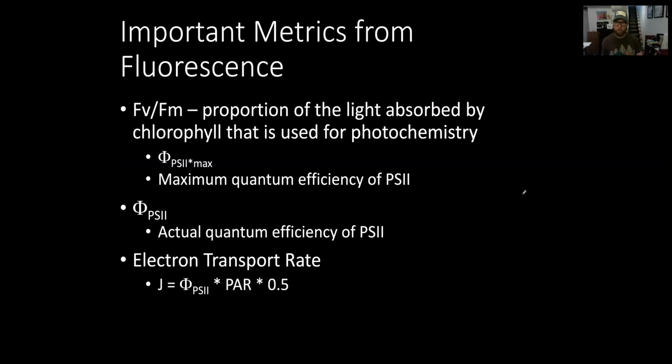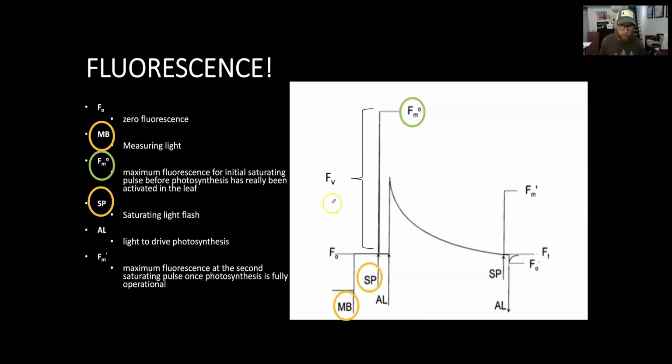But there they are. Okay, so one of the main metrics that we use for looking at the photosystem of different plants is FV/FM. So let's go back and look at that. So FV is this difference between F0 and FM, and then this is FM. Now in this particular graph, they put this little degree sign up here. Ignore that, we don't always use that one. And so when I say FM, I'm talking about this one without the prime. So FV over FM.